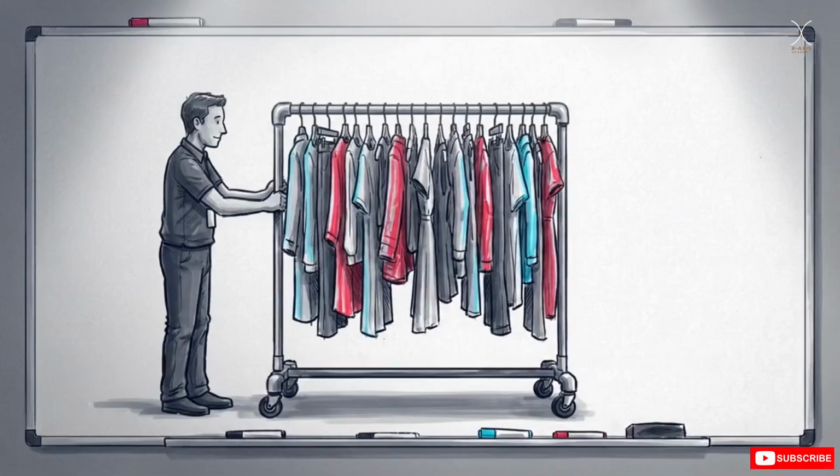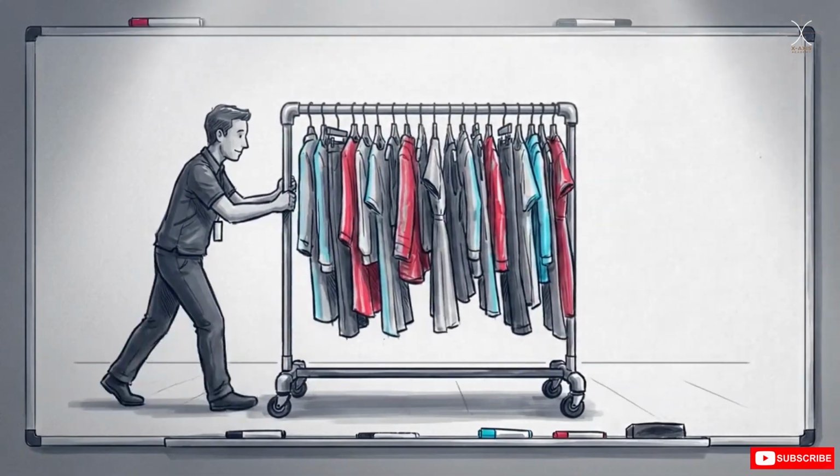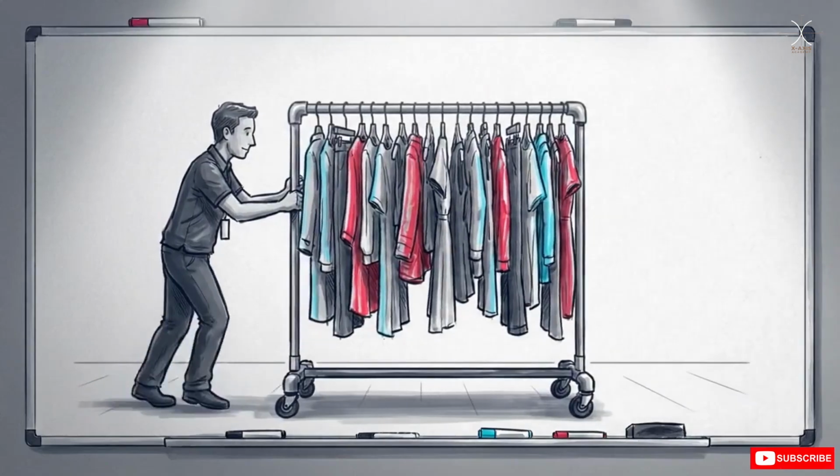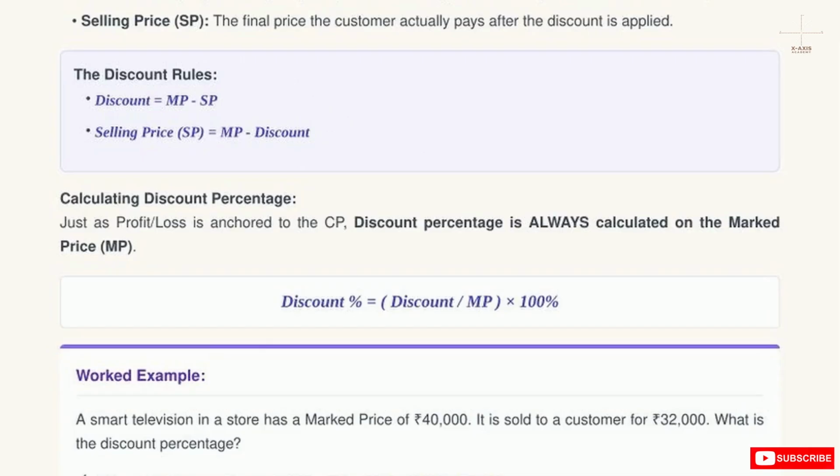But the moment that silk hits the retail floor and the store wants to clear out seasonal inventory, that bedrock shifts. From the consumer's perspective, the story starts with the marked price. This is the original number printed directly on the physical tag. Just as trade margins lock onto the cost, retail mathematics follows its own rule. As this text shows, a discount percentage is exclusively anchored to the marked price, not the final cash exchanged.